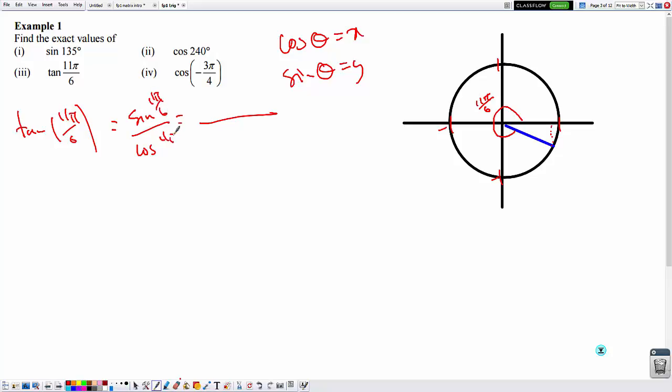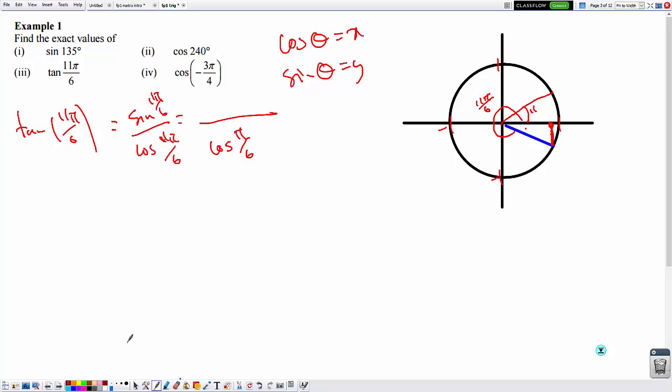11 pi over 6. So what is sine 11 pi over 6? And what is cos 11 pi over 6? Let's do cos first. Remember, cos is your x. So if that's 11 pi over 6, that's pi over 6. I'll get the same x value if I went to pi over 6. I know it doesn't look the same, but imagine these angles are the same. So cos of 11 pi over 6 is exactly the same as cos of pi over 6.